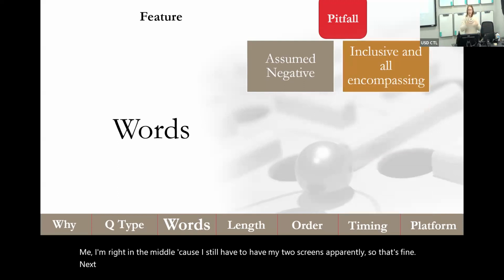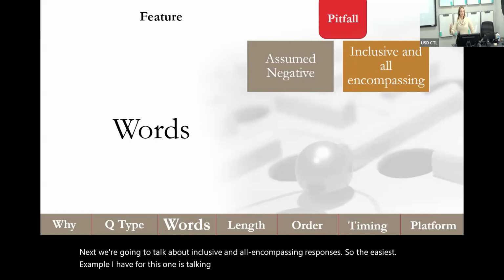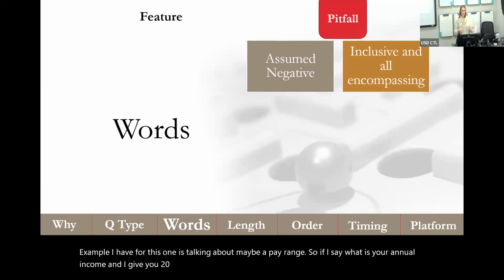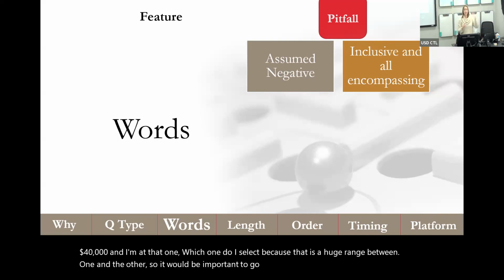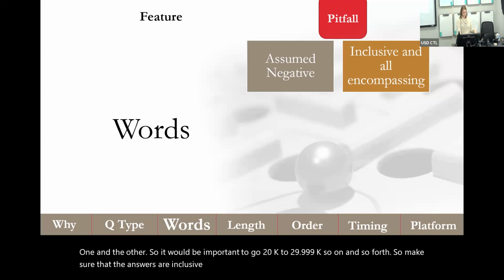Next, we're going to talk about inclusive and all-encompassing responses. The easiest example I have for this one is a pay range. If I say, what is your annual income? And I give you 20K to 30K, 30K to 40K, 40K to 50K, and so on. Well, what if I make $40,000 and I'm at that one? Which one do I select? That is a huge range between one and the other. So it'd be important to go 20K to 29.999K, and so on, to make sure that the answers are inclusive and all-encompassing.